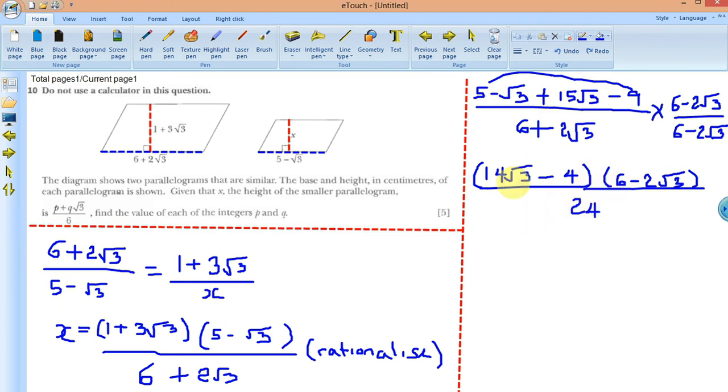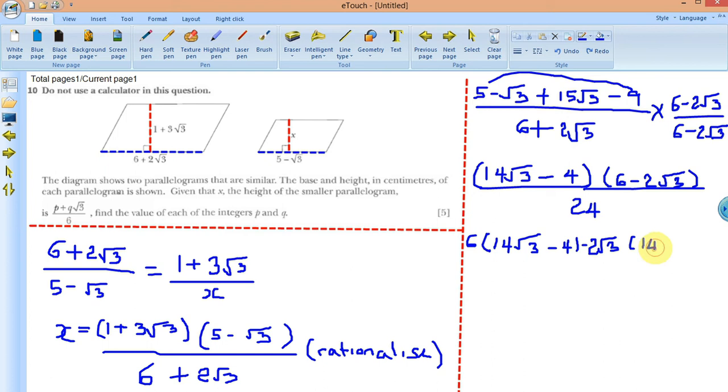I'll just do 14 root 3 times this. 14 root 3 times 6. So what is 14 times 6? Let me just start with that. Let me just show you this. So I'm going to have 6 into, I want to open up everything, 14 root 3, then minus 4, then minus 2 root 3 into 14 root 3 minus 4.